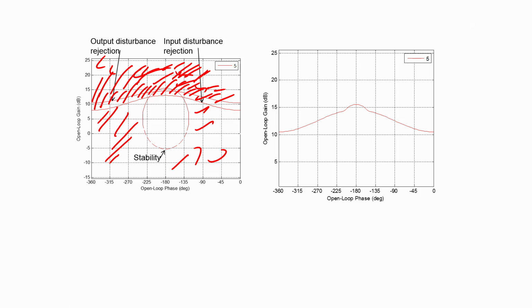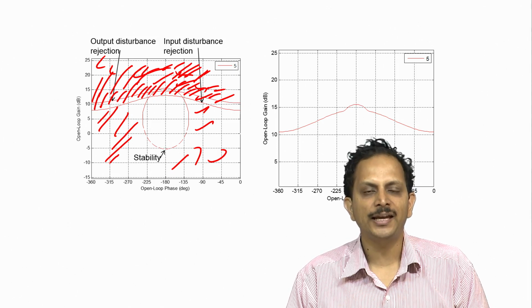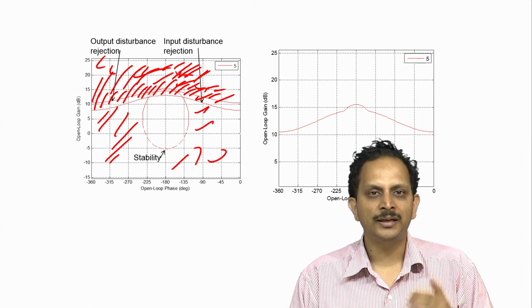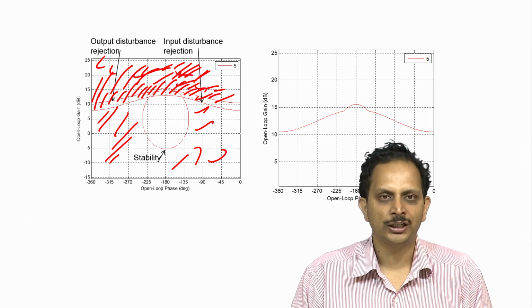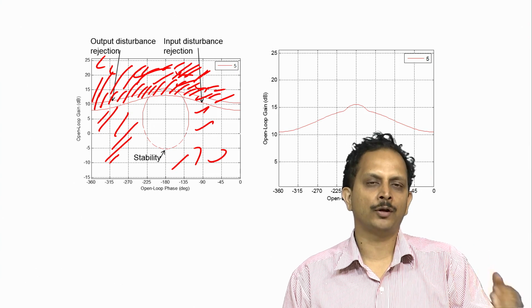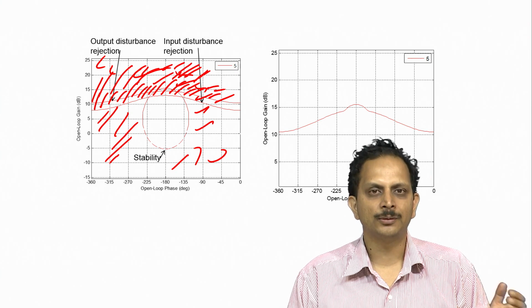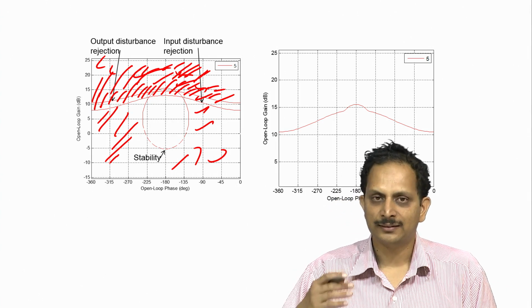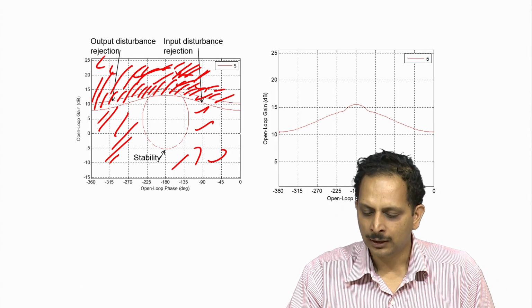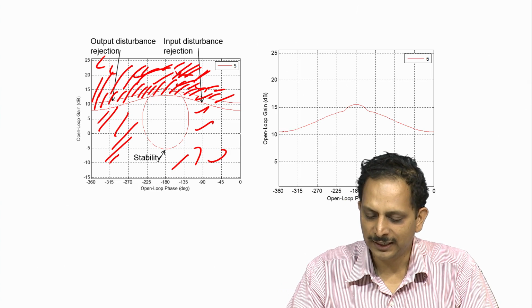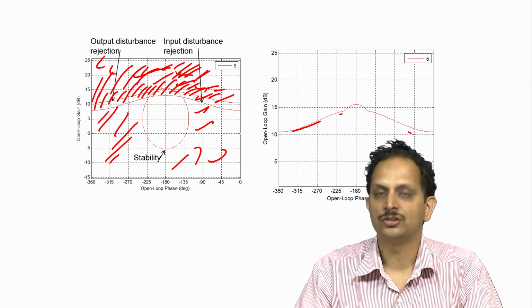In order for the loop gain to simultaneously satisfy all these three specifications, it should essentially lie in an area that is the intersection of the three areas, namely the permissible area for it to satisfy the input disturbance rejection spec, the permissible area for it to satisfy the output disturbance rejection spec, and the permissible area for it to satisfy the stability specification. And that area is obtained by taking the intersection of these three bounds, and that is indicated by this new red curve that is shown here.